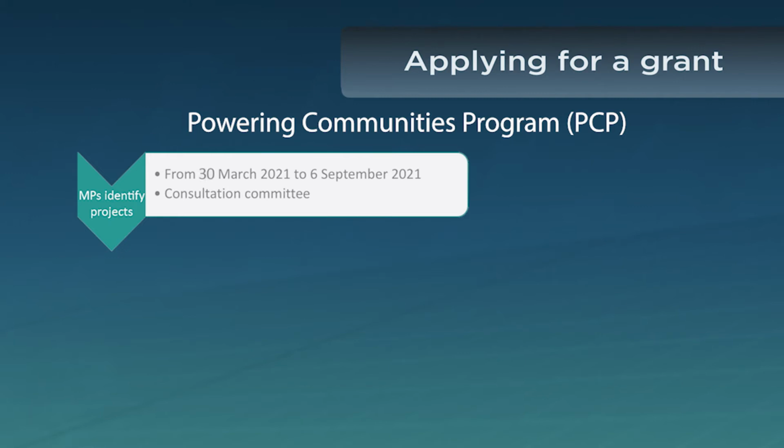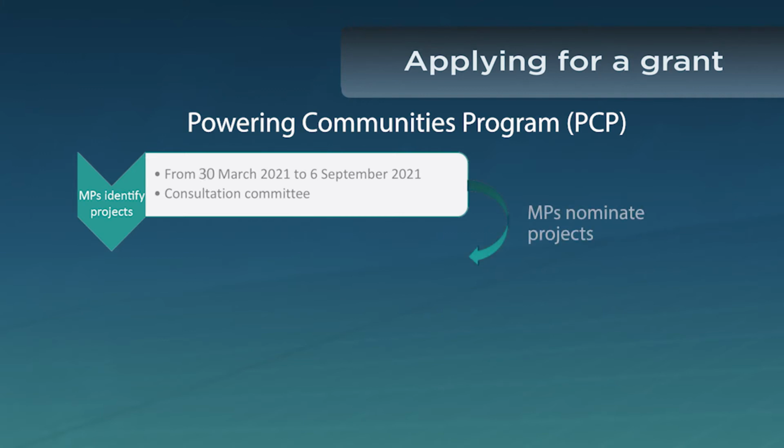During this stage, local federal MPs will consult with a committee of representatives from the local community to identify potential applicants and projects in their electorate. It's up to your MP to decide how the committee process will work in their own electorate. If your community group wants to participate, you'll need to talk to your MP to find out how the process will work in your electorate.